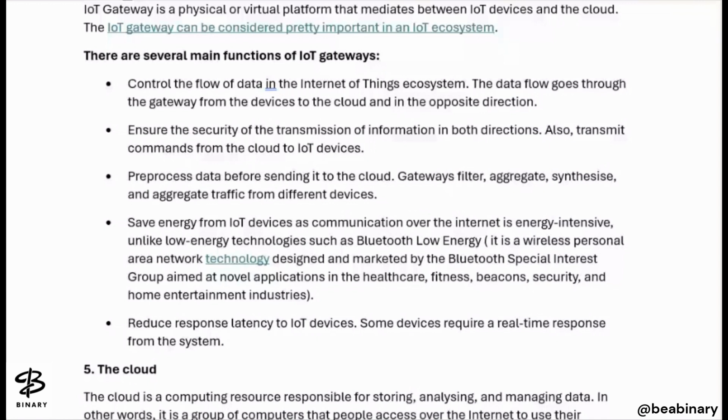Now it pre-processes the data. It processes the data beforehand, before sending it to the cloud. With the help of a gateway, it filters, aggregates, and synthesizes traffic from the different devices, through which our traffic is controlled. Then it saves the energy of the IoT devices, as communication over the internet is energy intensive, unlike low energy technology such as Bluetooth. So this saves energy.